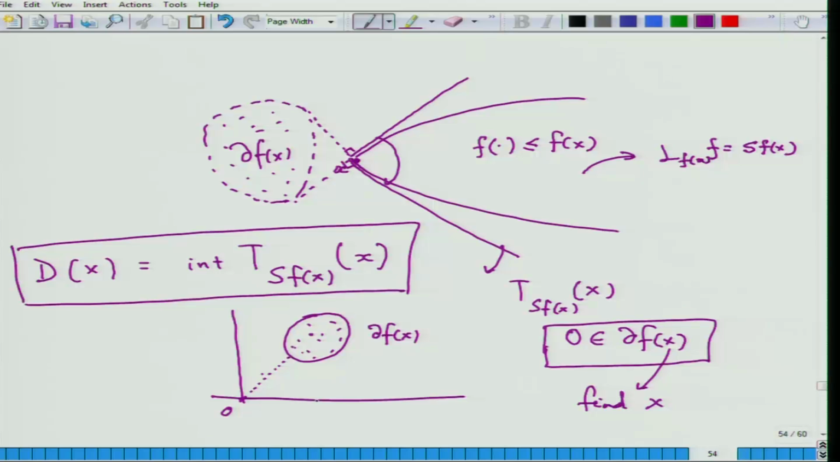Basically, this is how this direction is generated: you take a hyperplane which is strictly separating 0, and which perpendicularly cuts this distance. That hyperplane will generate this direction d, because this direction d is perpendicular to this hyperplane. So, this direction d is similarly a direction of descent.